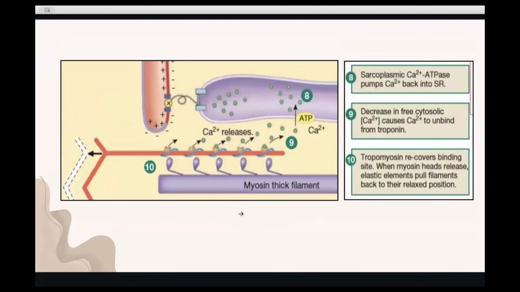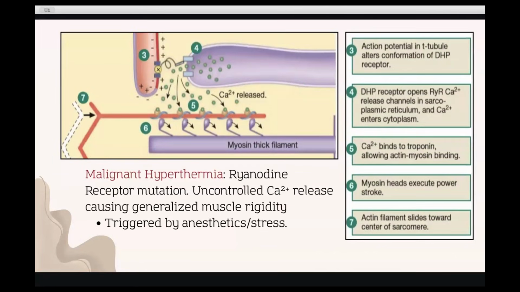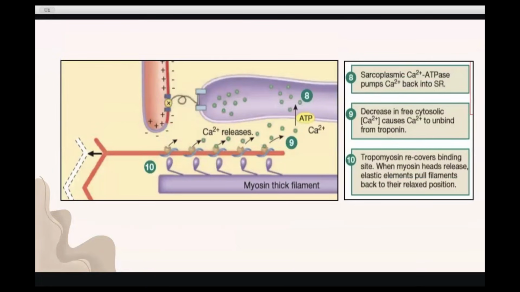Just for the sake of completion, what happens usually is that the calcium ATPase pumps calcium back into the sarcoplasmic reticulum. When calcium is decreased in the cytoplasm, we are going to find myosin and actin detachment, causing muscle relaxation. Again, this does not happen in malignant hyperthermia because the ryanodine channel is always open, causing calcium influx.